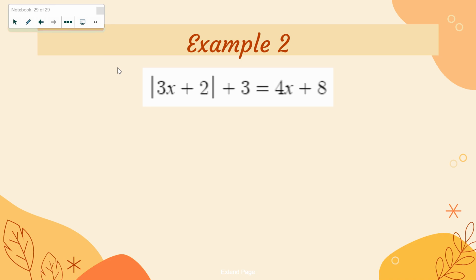All right, we have the absolute value of 3x plus 2 plus 3 equals 4x plus 8. Are you guys listening in? What do you guys notice about this question here? What's something you see? What do you see, Nathan? Like subtract 3. That's a good start. I want to subtract 3 because that would help me isolate my absolute value. So I'll end up with the absolute value of 3x plus 2 equals 4x plus 5.